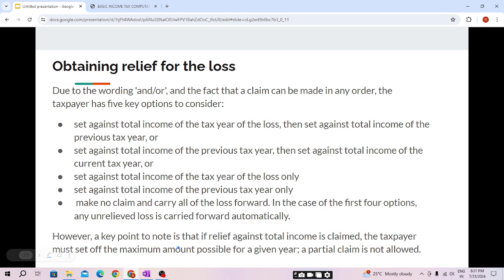However, a key point to note is that if relief against total income is claimed, the taxpayer must set off the maximum amount possible for a given year. A partial claim is not allowed. Same in the case of carry forward. So we can't select or elect the amount which we want to set off. We need to set off the whole loss against the whole income of that tax year.